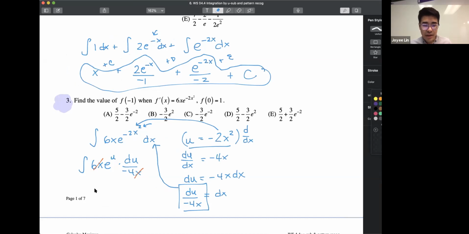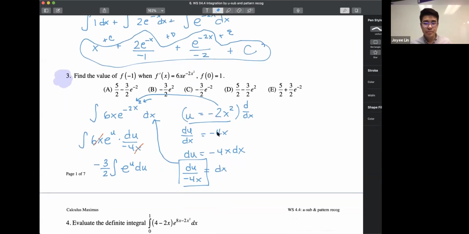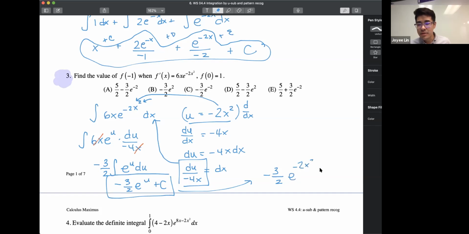And then what do I get? I get negative 3 over 2. Since it's a constant, I can factor it out of my integral, e to the u du. Integral of e to the u is just e to the u, right? So my answer is negative 3/2 e to the u plus c. I'm doing antiderivatives right now. And then final step, you can go ahead and plug the u value back in. So negative 3/2 e to the negative 2x squared plus c, right? That would be your antiderivative.